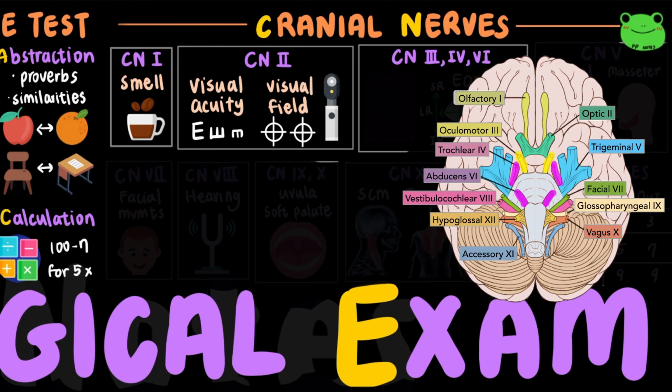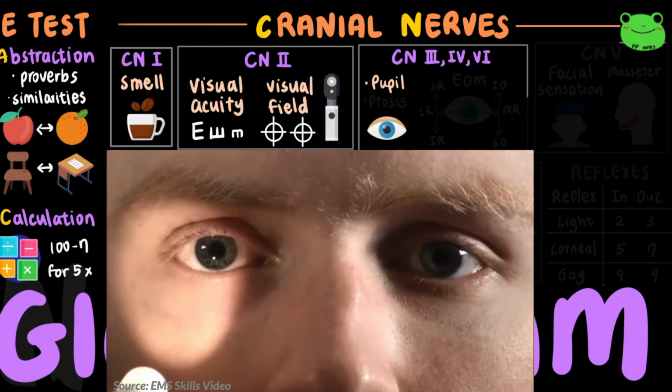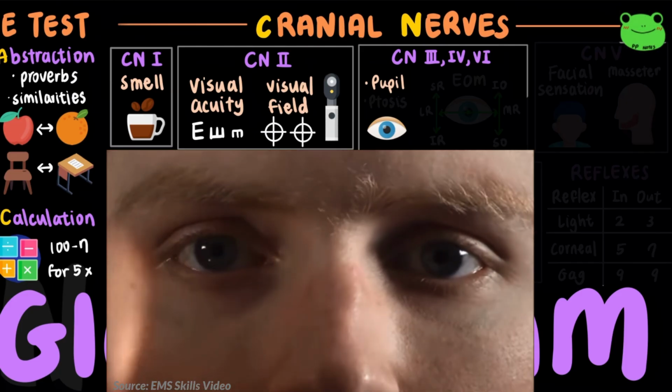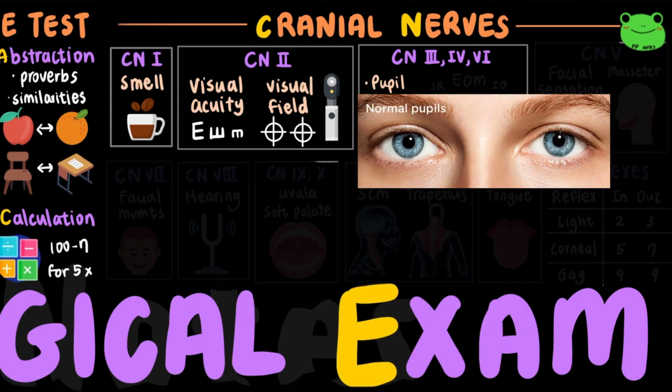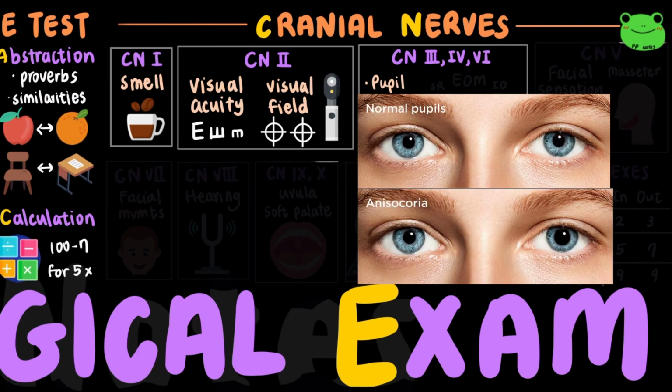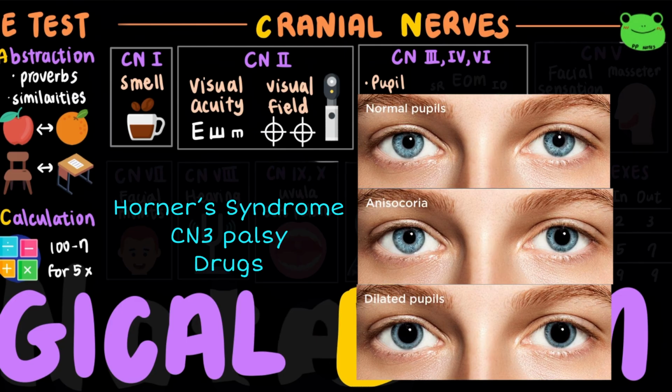Next, we test the 3rd, 4th, and 6th cranial nerves together since they control eye movement. Start by checking pupil size and reactivity to light. Normal pupil size ranges from about 2 to 4 millimeters in bright light. Pupils should be equal in size and round, with no difference greater than 1 millimeter between the two eyes. Unequal or abnormally large or small pupils may indicate Horner's syndrome, third nerve palsy, or drug effects.